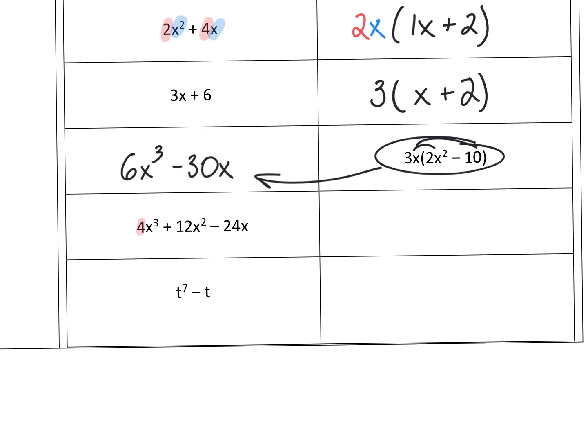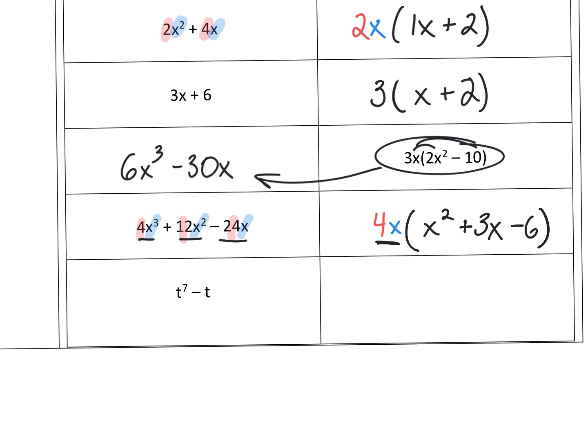All right, for this one, 4, 12, and negative 24, those all have a 4 in common. And then we've got x to the third, x squared, and x. Those all have x to the first in common, so 4x was my GCF. And then I take that out of each term. So 4x cubed divided by 4x would just be x squared. 12x squared divided by 4x would just be 3x. And negative 24x divided by 4x would just be negative 6.